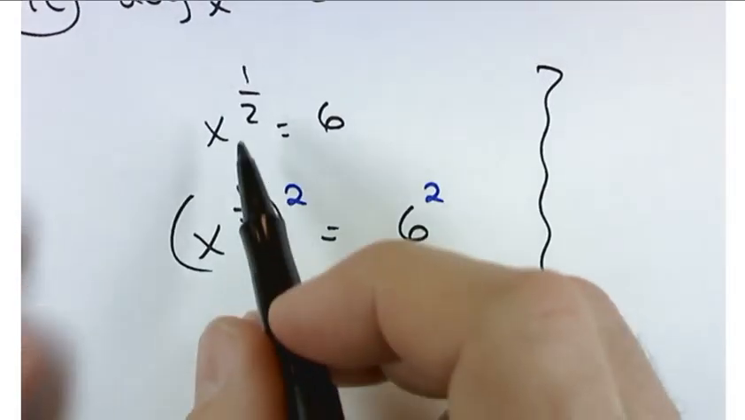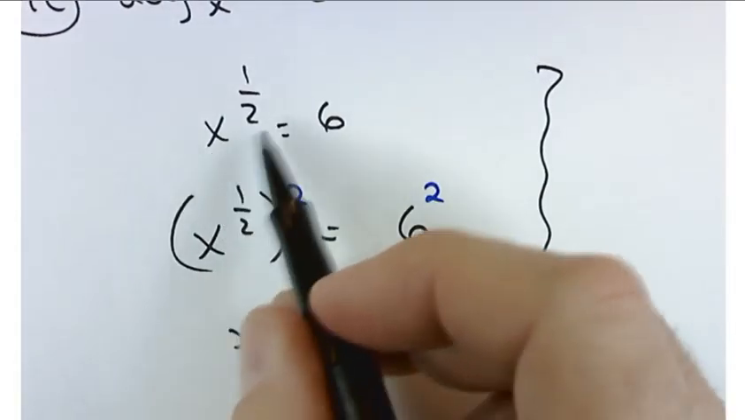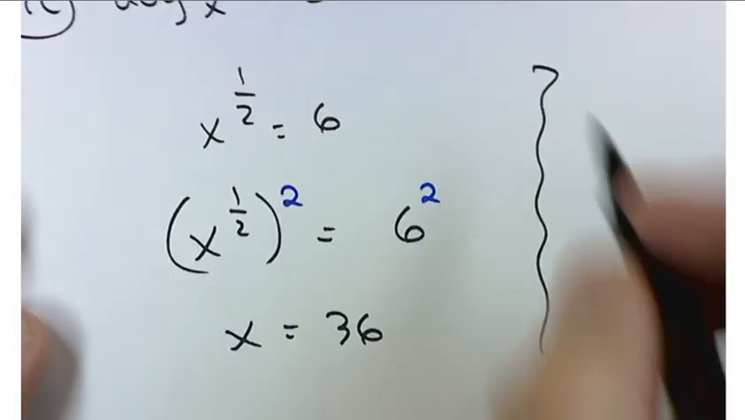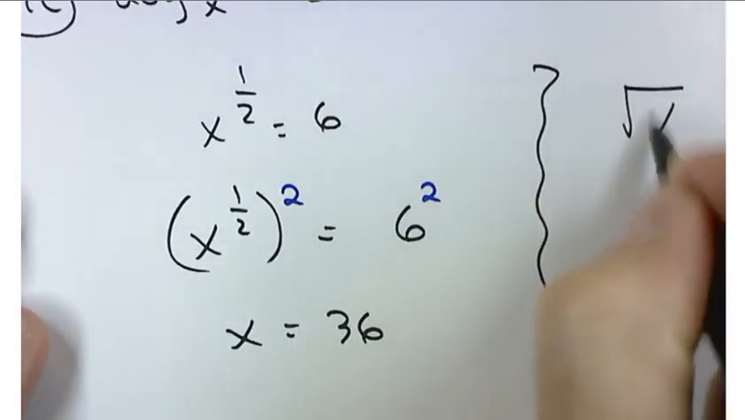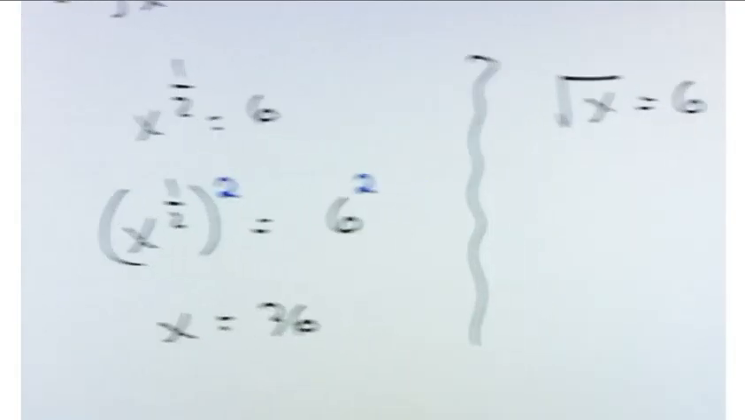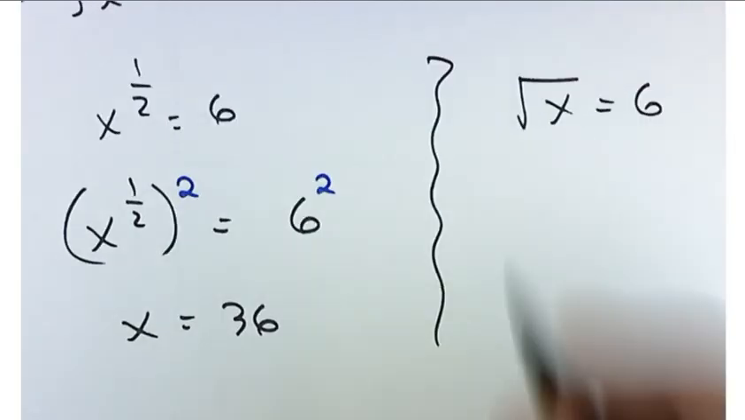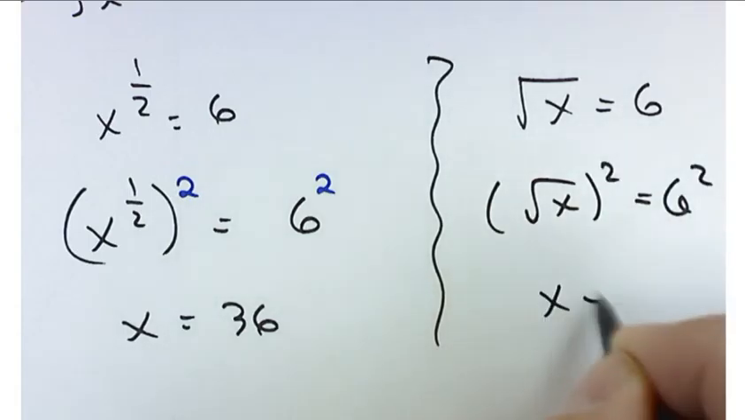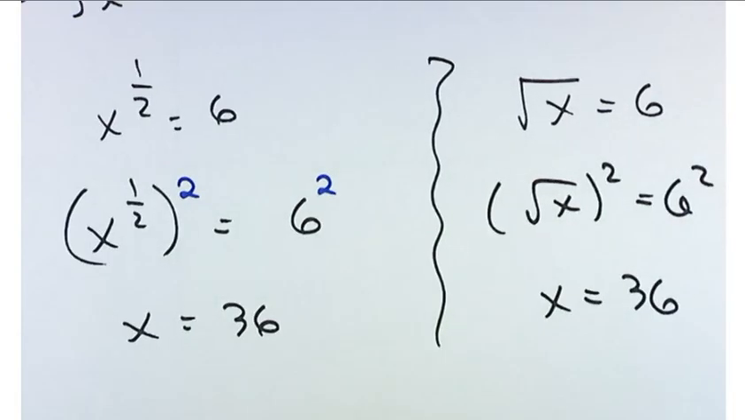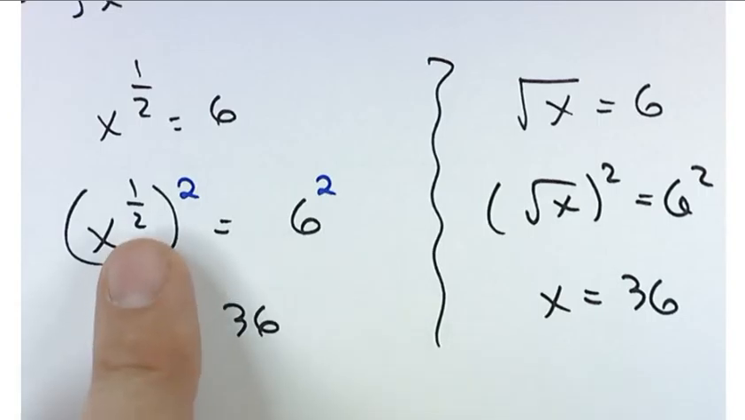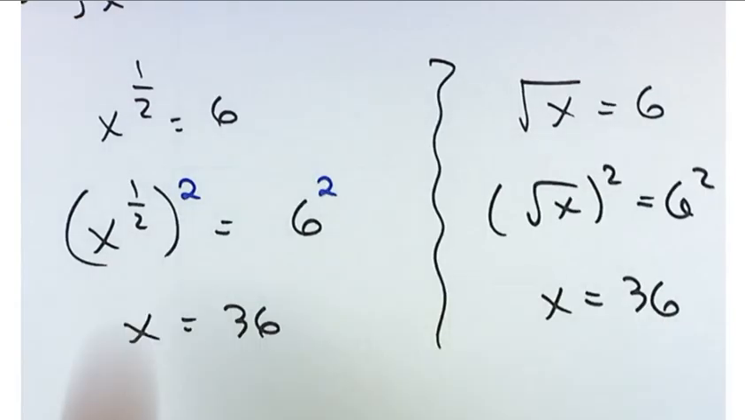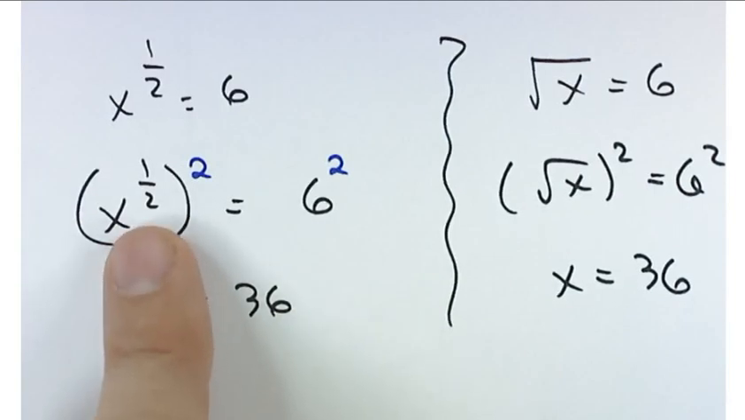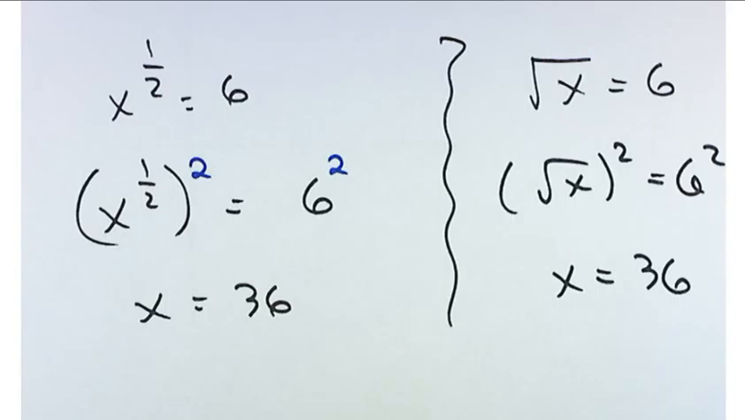What did I say about something to the 1/2 power? What else could that be written as? Square root of x. So another way to think of it is the square root of x equals 36. And again, squaring both sides gets the job done. X equals 36. I think, however, that a nice general way to think of these problems is to raise both sides to the reciprocal power. That's a very efficient method to solve a lot of problems like this.